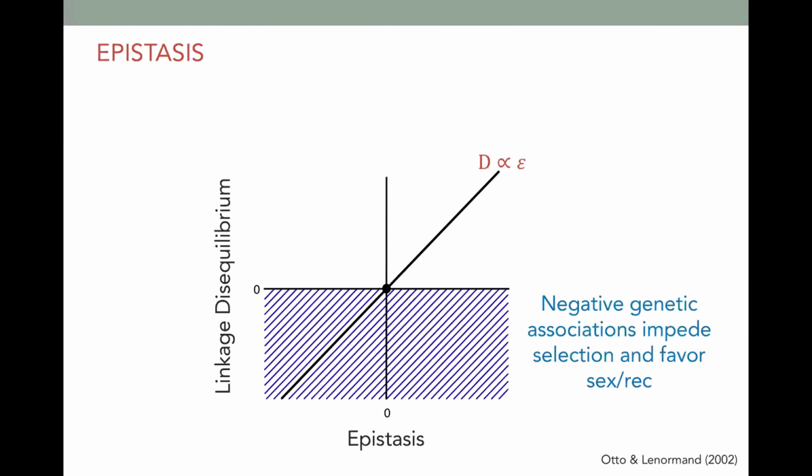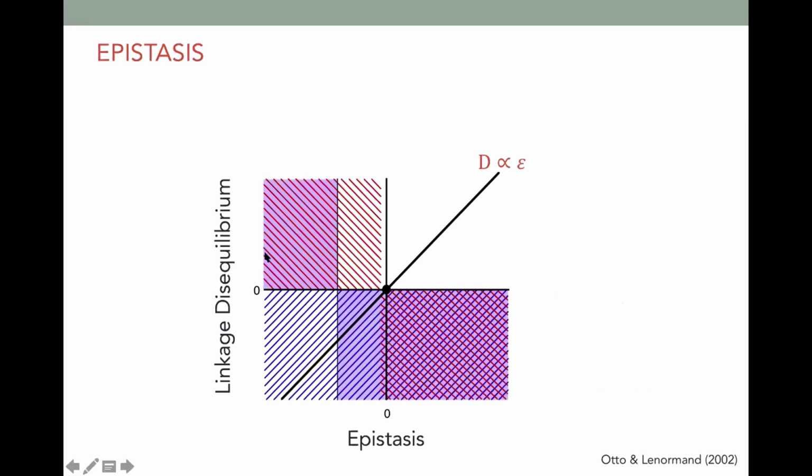There's a second zone I want to talk about, and that's where there's negative linkage disequilibrium. This is the hidden variation zone where negative genetic associations impede selection, good alleles hidden inside bad genetic backgrounds. And in this zone, there's an advantage to sex and recombination because it can reveal that hidden variation, increasing the amount of genetic variance in fitness and increasing the response to selection.